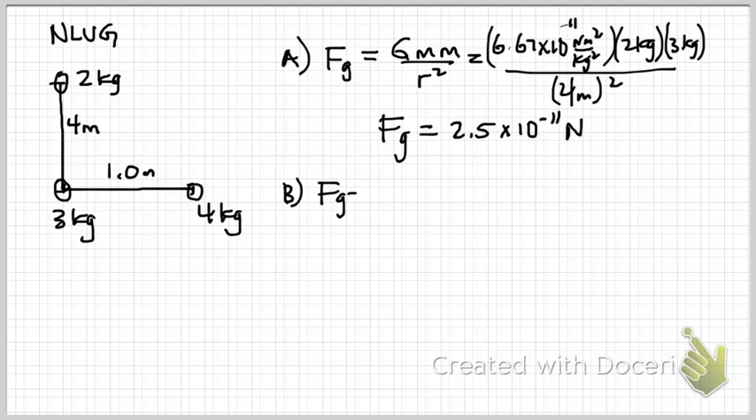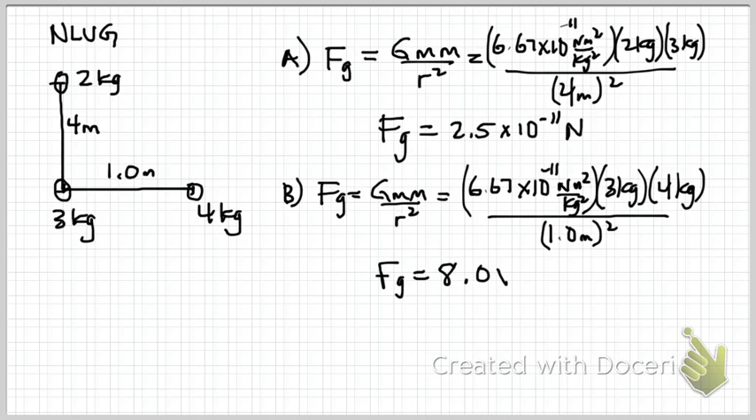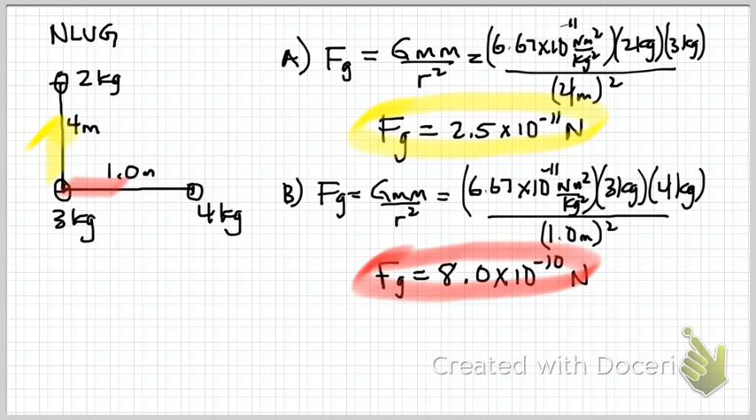So now we'll look at the 3 and the 4 kilogram mass. Same equation, Fg equals GMm over r squared. We're going to apply the gravitational constant, multiply it by those masses, the 3 kilogram mass and the 4 kilogram mass. And all of this is to find out what's the net force on the 3 kilogram mass there in the corner. When we calculate this out, we get 8 times 10 to the negative 10th newtons.